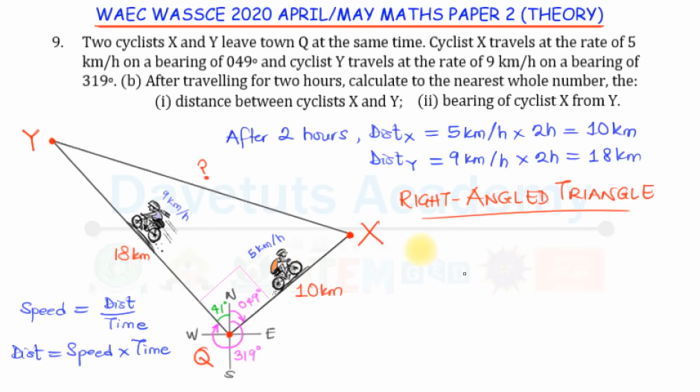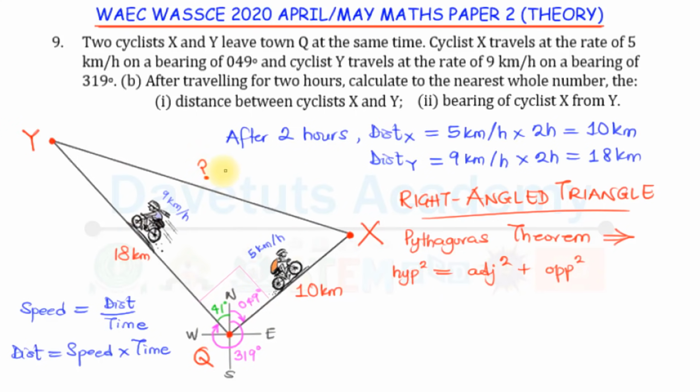For a right angled triangle, we know that Pythagoras theorem can be used to solve for the side that we are looking for. And what is that telling us? It's telling us that the square of the hypotenuse is equal to the square of the adjacent plus the square of the opposite. And the longest side, or the side facing the right angle, is the hypotenuse.